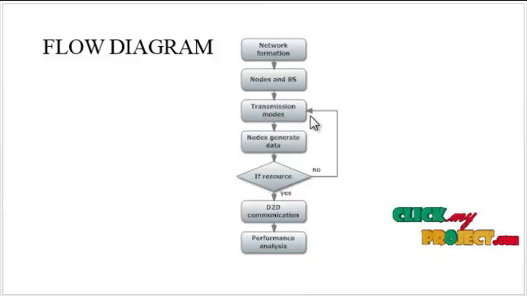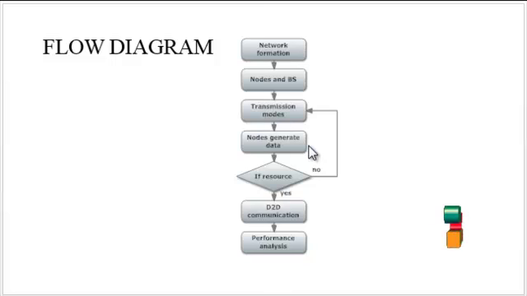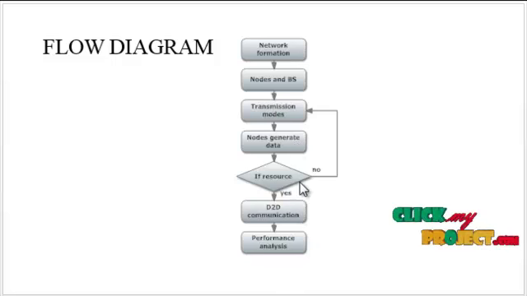Then the transmission mode is allocated. That is, the reuse mode, dedicated mode, and the cellular mode are considered here. After that, the devices generate data for transmission. If data is generated, the process checks the resource availability in the network. If the resource is available, then it performs the D2D communications with the three types of modes. Else, it again checks whether the resources are available in the transmission modes.